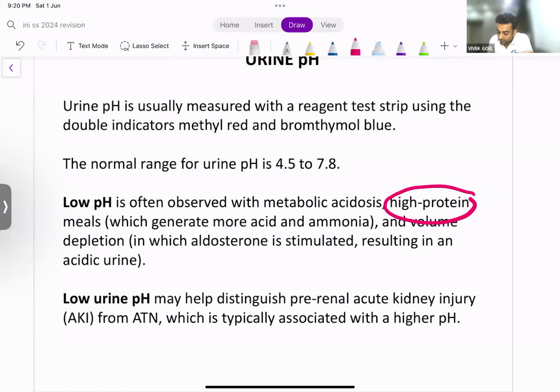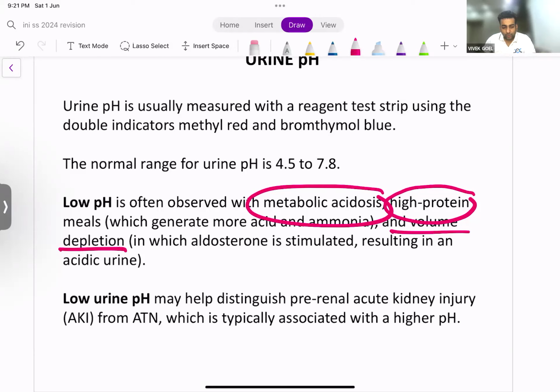and in volume depletion, because in volume depletion, aldosterone is stimulated. Aldosterone stimulation causes acid excretion in the urine, and it causes alkalosis in the body, and that is why there is an acidic urine. So for acidic urine, always remember, if there is a metabolic acidosis in the body, there will be more acid excretion in the urine. If there is hyperaldosteronism, which could be due to dehydration, or even a physiological cause like a high protein meal, it can cause an acidic urine or a low pH urine.